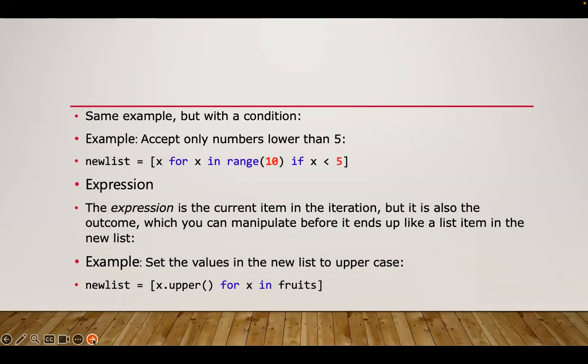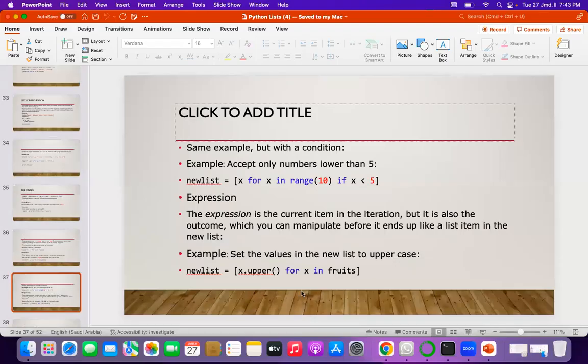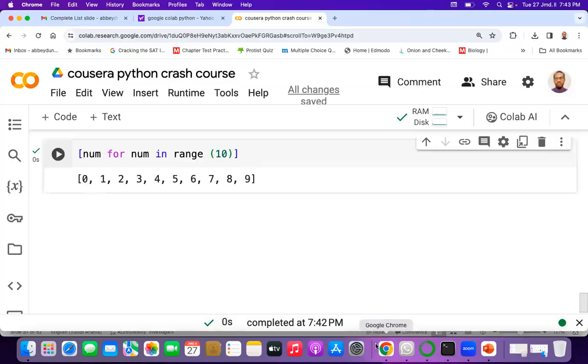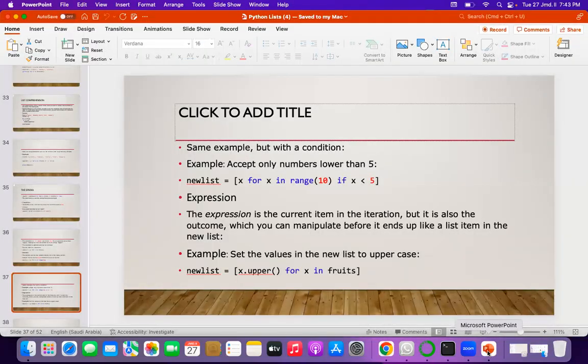Then the next one: we can also do some examples, but with a condition that we accept only numbers lower than 5. So if we give a condition after you run the code, you say new list equals x for x in range of 10 if x is less than 5. So we can use this condition. How do we do it? It's going to only give us the numbers which are less than 5. So this is how to write it. After this, you put a condition: if x is less than 5.